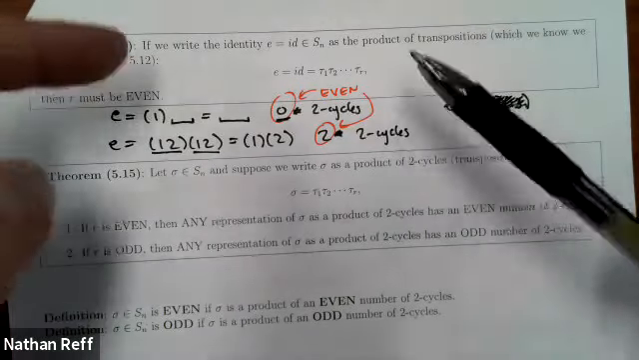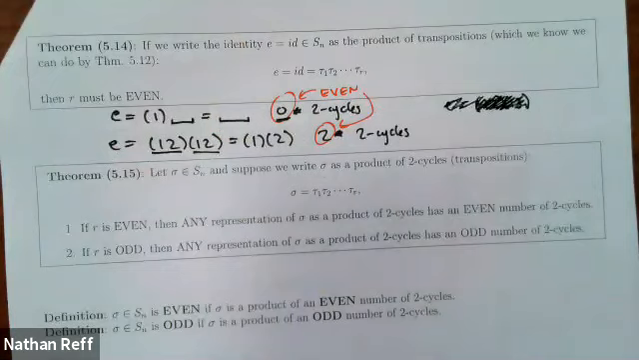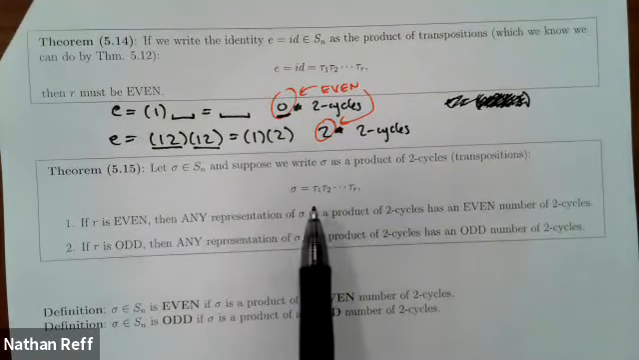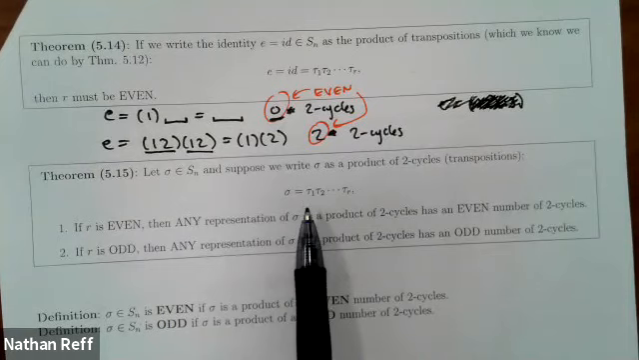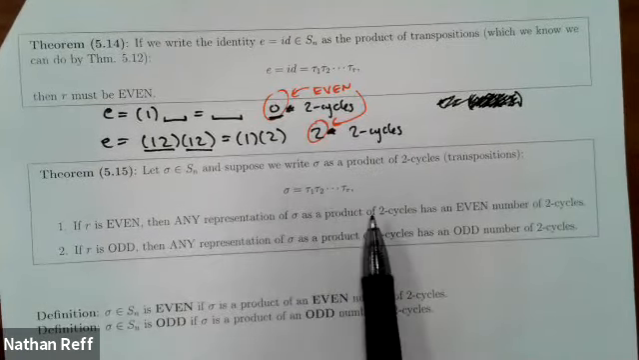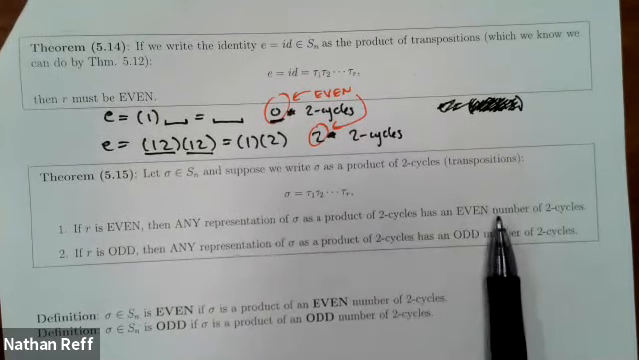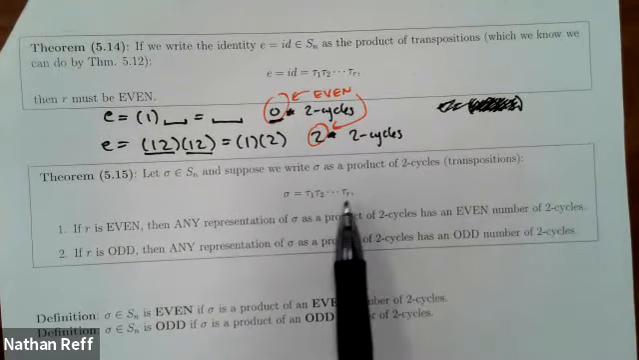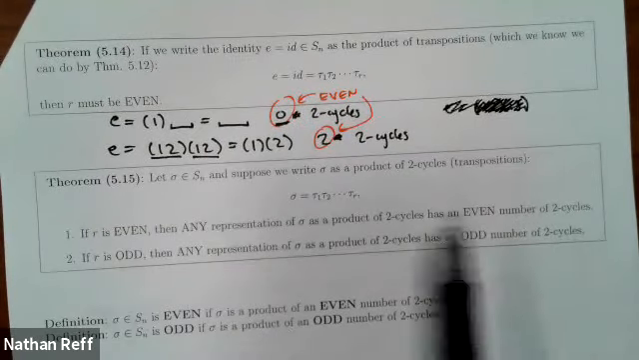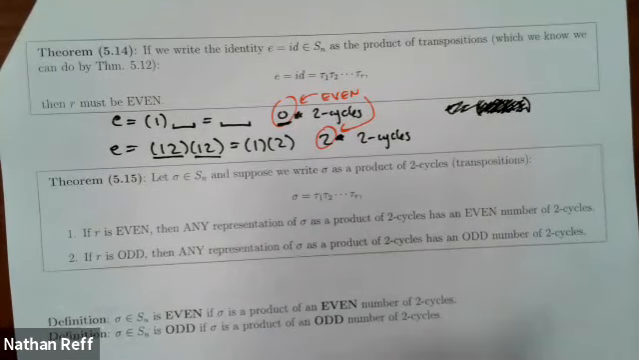But what's cool is once you know this is true for the identity, you can prove it for all the other elements. And that's what the follow-up theorem is. The follow-up theorem is saying if sigma is an arbitrary element, and you write it as a product of 2 cycles, this time tau 1 up to tau r, if it turns out that r is even, then any other representation as a product of two cycles must have an even number of two cycles. If the r that you found is odd, then any other representation must also have an odd number. And the proof of this is actually not terrible.